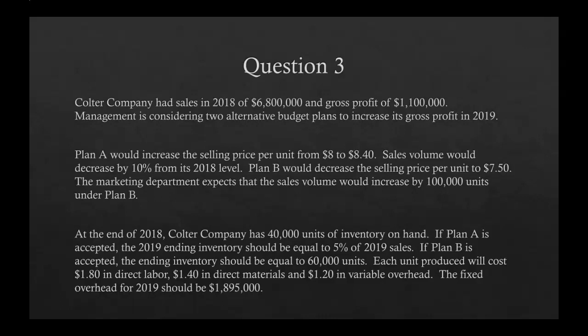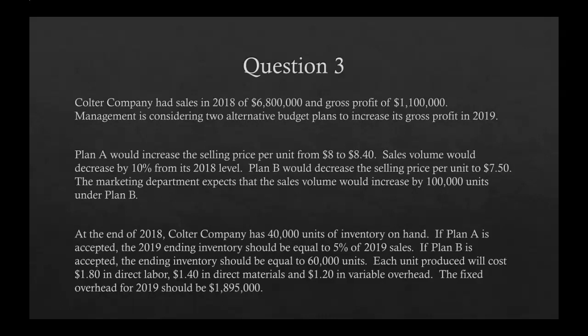Plan B, our second alternative, would decrease the selling price down to $7.50. And the marketing department thinks that by decreasing the selling price, our sales volume would increase by 100,000 units.